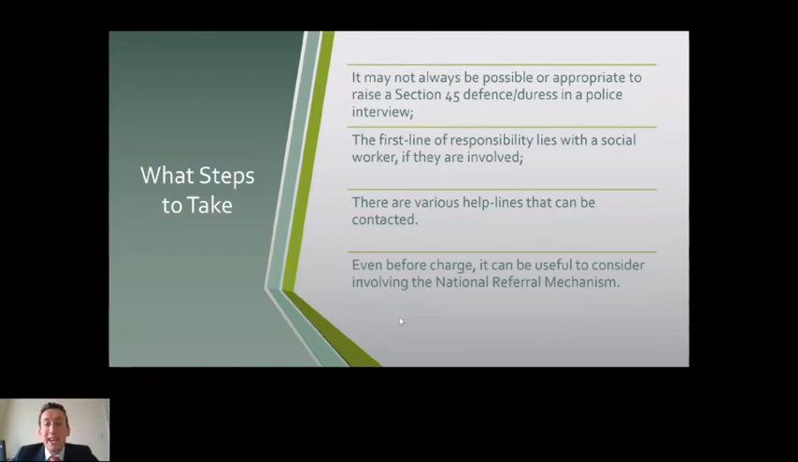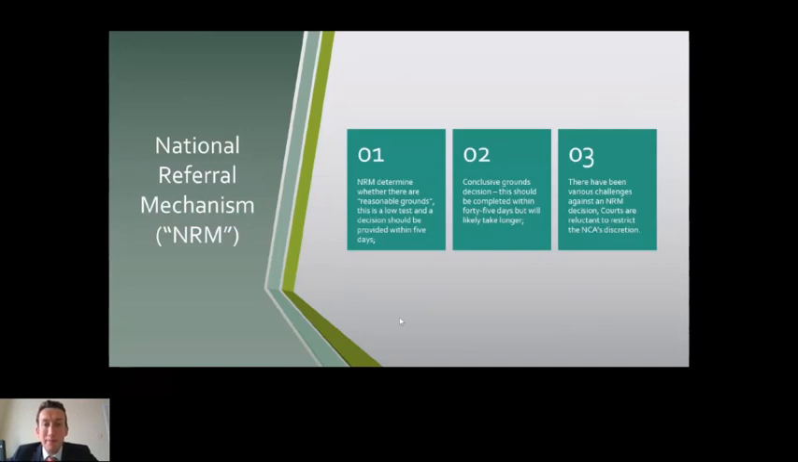And even at this early stage, it can be useful, and certainly something I'd recommend, to consider involving what's called the National Referral Mechanism. And the NRM, as they're more commonly known, are a body of the National Crime Agency, and they go through effectively a three-stage process. And the final stage is us.